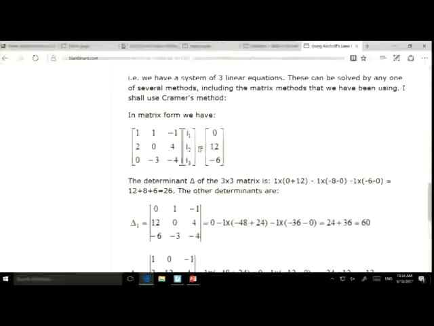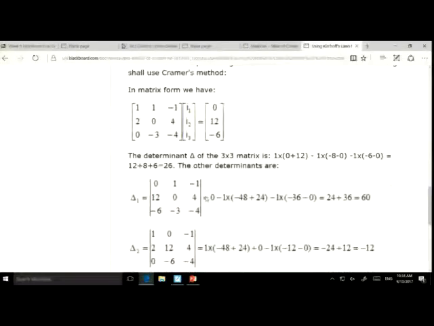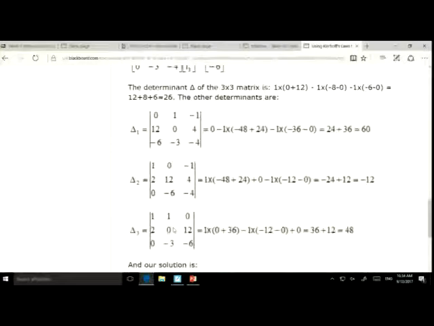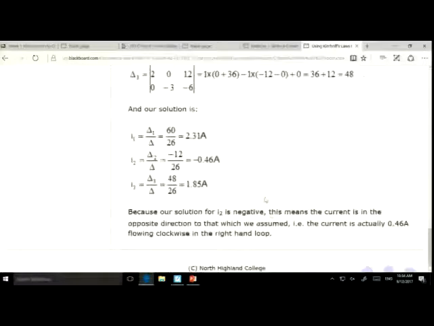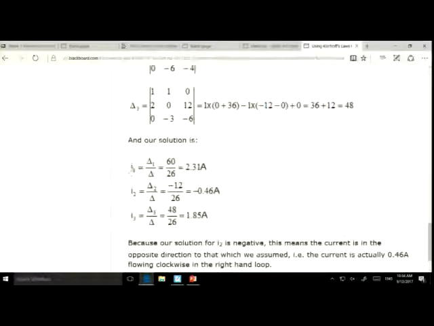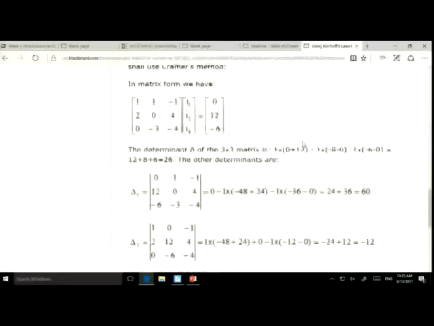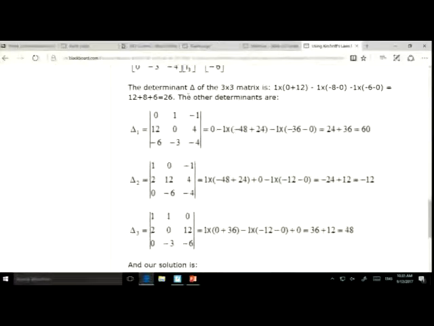So you do that for each column. You start with the first one, and then you go back to the original values and replace the second column with the right-hand side matrix. And then you do the same for the third column. And then once you've got all those determinants, you can solve your simultaneous equations by dividing: for I1, dividing that number by this number. For I2, it'll be that number by that number. And for I3, it's this number by that number.